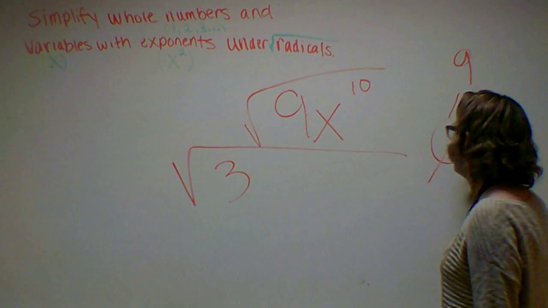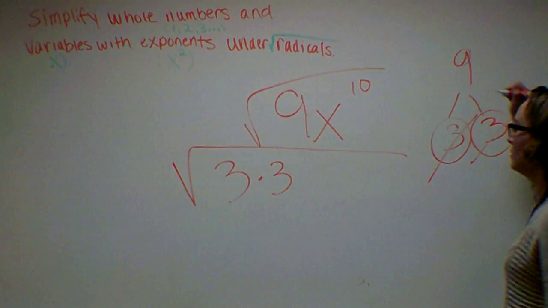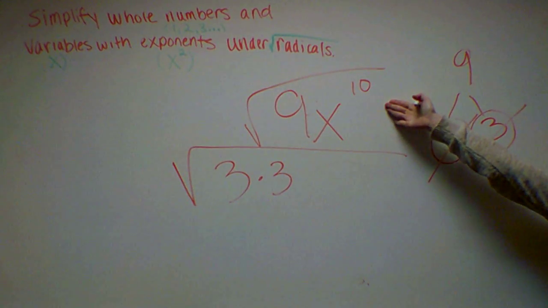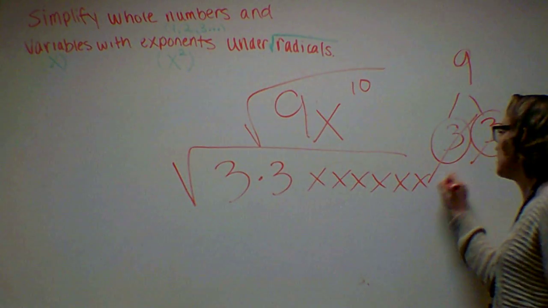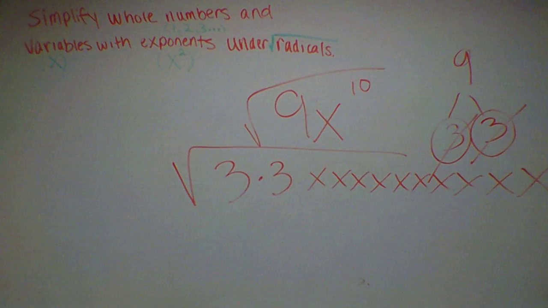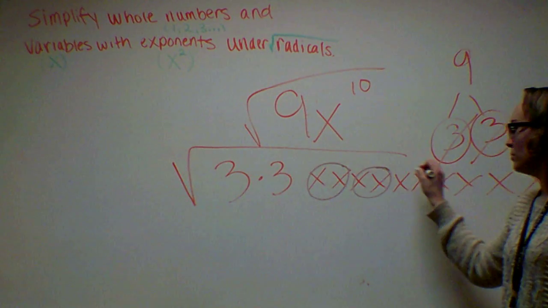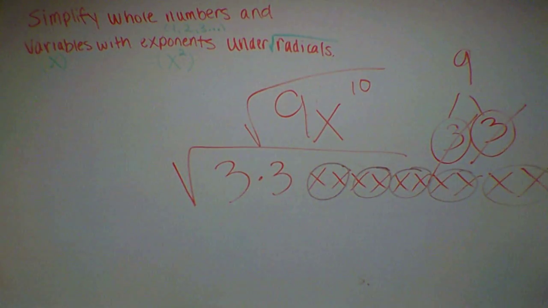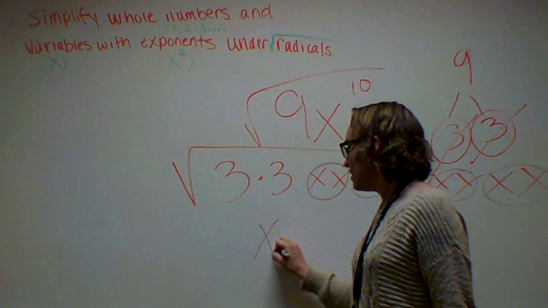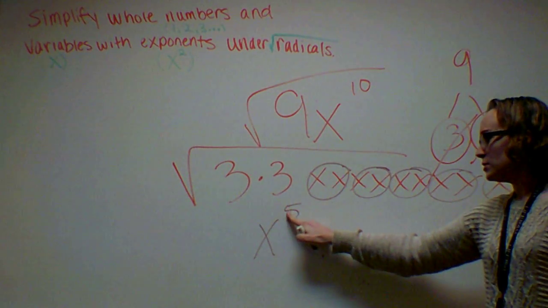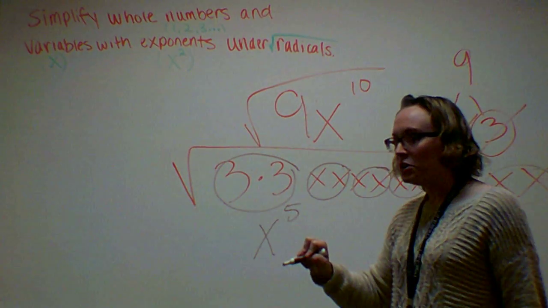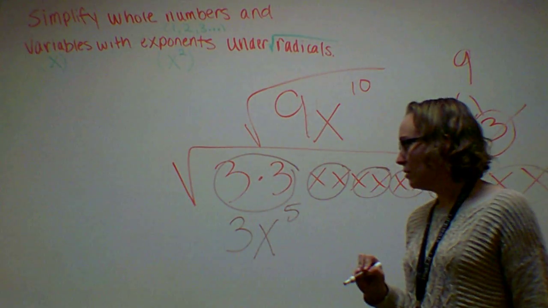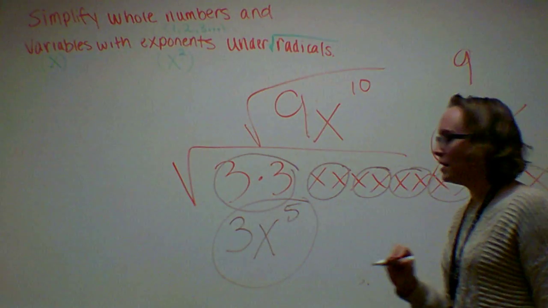3 times 3. Now I have x to the 10th, so how many x's am I writing? 10. 1, 2, 3, 4, 5, 6, 7, 8, 9, 10. We got 5 groups of 2. That is right. I have 1, 2, 3, 4, 5. So I'm pulling out an x to the 5th. Do I have any other pairs? Yes, we have a 3 and a 3. Make sure you're only pulling out 1 for every pair. So our answer is 3x to the 5th.